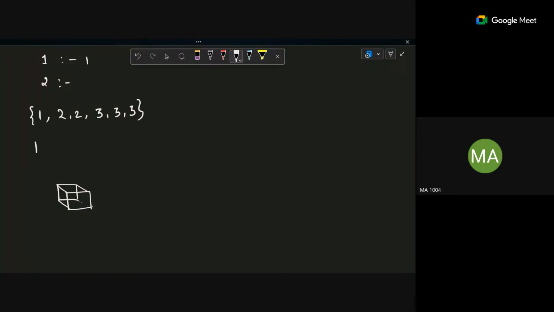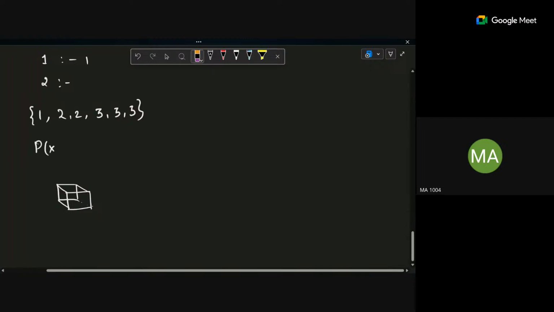So the person who was asking how the probability that X is equal to 2 is 2 by 6, is it clear to you? This is your sample space, and it's defining. Yes, clear to me.